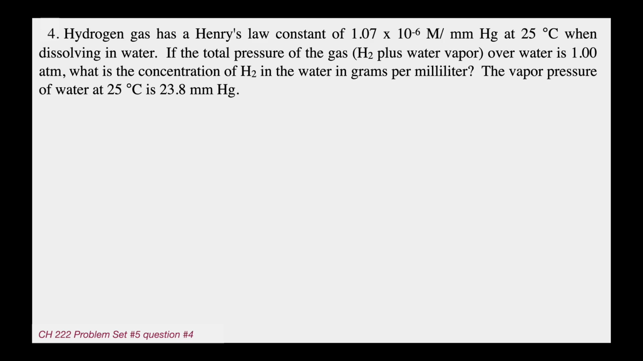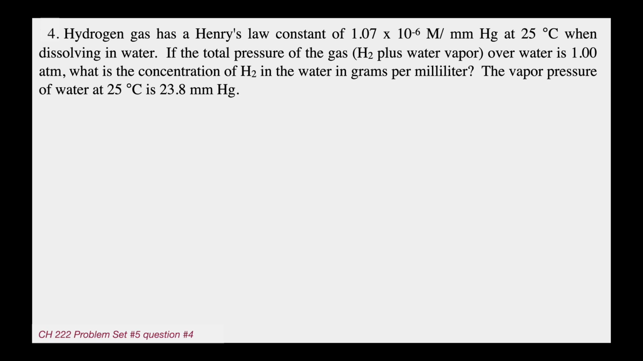Hydrogen gas has a Henry's law constant, 1.07 times 10 to the minus 6 molar per millimeter of mercury at 25 degrees Celsius when dissolved in water. Now, if the total pressure of the gas, which is hydrogen plus water vapor, over the water is 1 atmosphere, what is the concentration of H2 in the water in grams per milliliter? The vapor pressure of water is 23.8 millimeters of mercury.